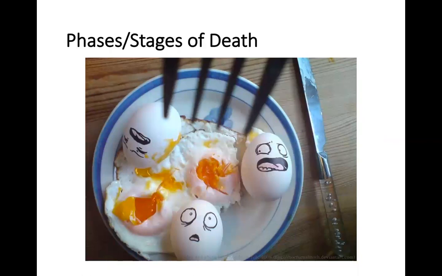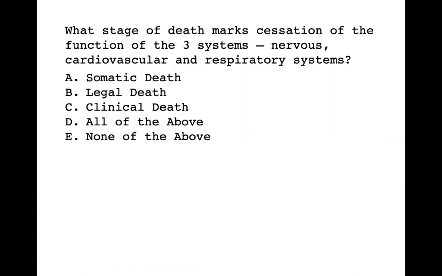All right, next we go to the phases and stages of death. So what stage of death marks the cessation of the function of three systems, the nervous, cardiovascular, and respiratory system? What do you think? Letter A, somatic death, legal death, clinical death, all of the above, or none of the above? The correct answer here is letter D. Okay, all of the above. They are the same.